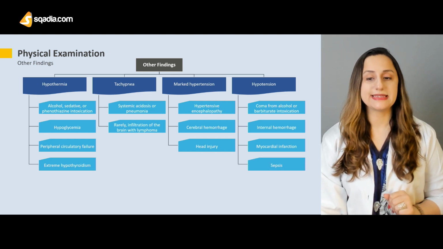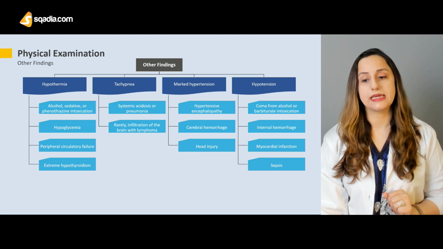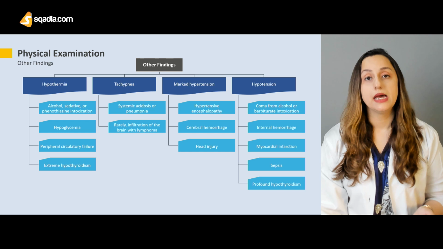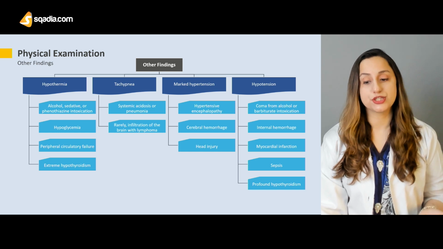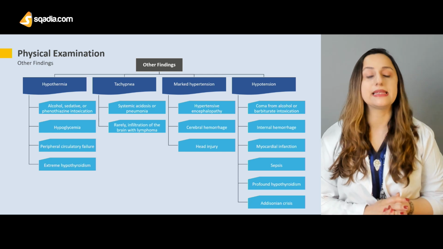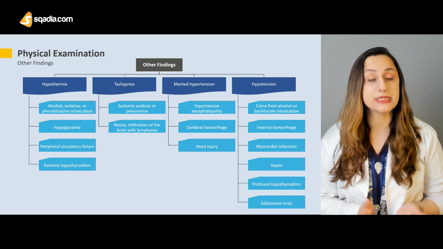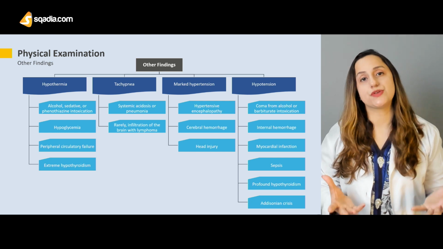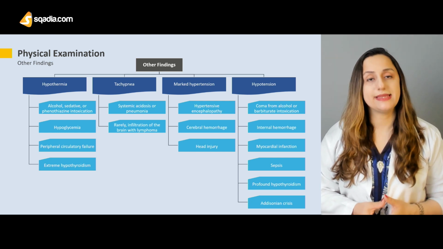Then we have sepsis, which is again resulting in hypotension. We have profound hypothyroidism, resulting again in a condition of hypotension. And finally, we have the Addisonian crisis, a lack of the adrenal hormones, again going to result in the final condition of hypotension in the individual.